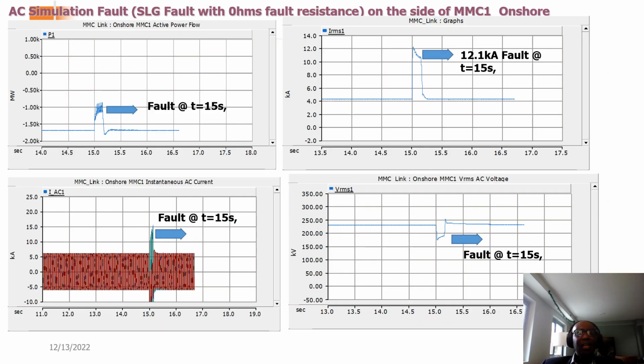Next is a single line to ground fault on MMC1. Similarly, the same thing. That shows all the simulation charts for active power and how the active power dipped and recovered, and how RMS current also dipped and recovered, instantaneous current also peaked and recovered, and RMS voltage also dipped and recovered.